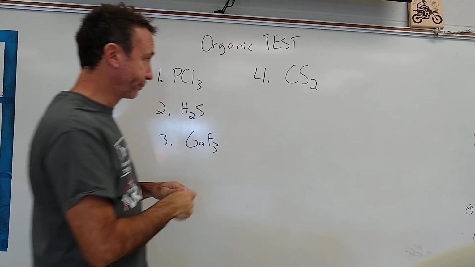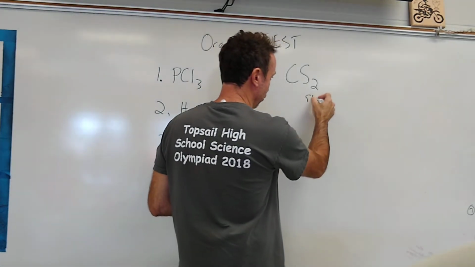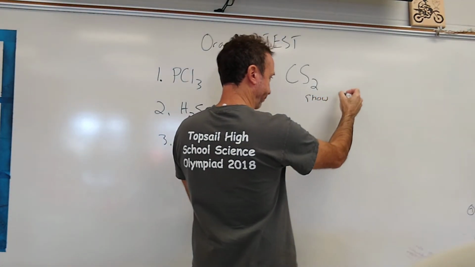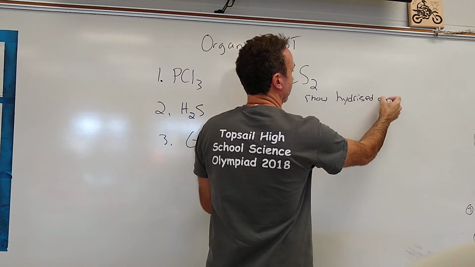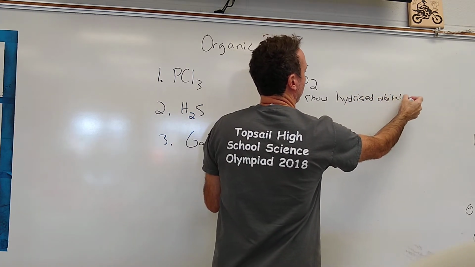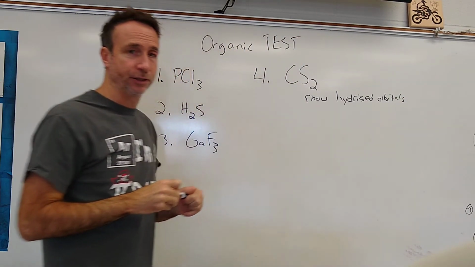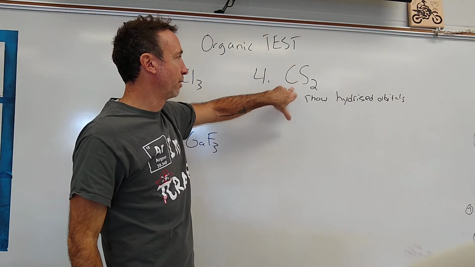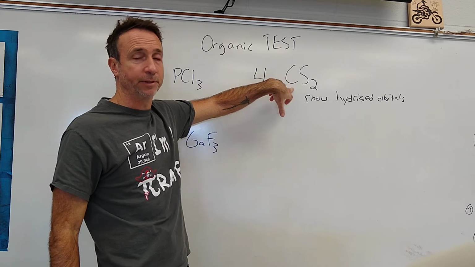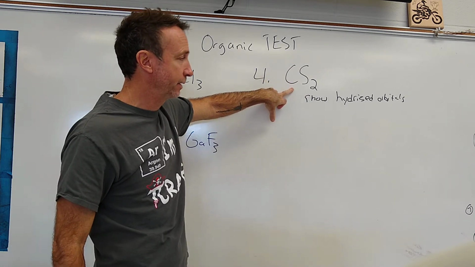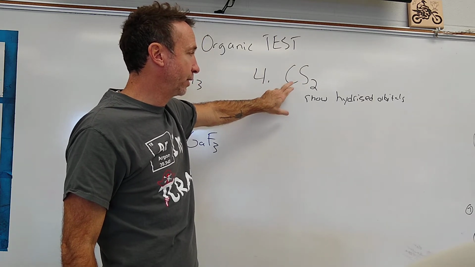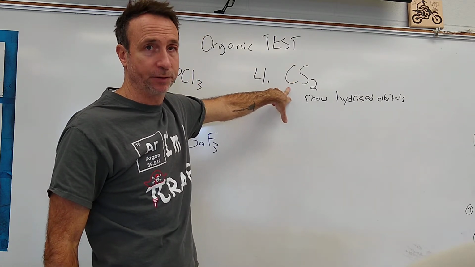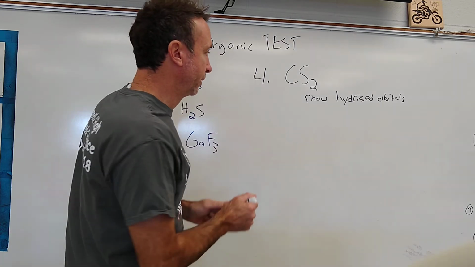And for this one, I need you to show extra the hybridized orbitals for carbon in this situation. What would the carbon atom's electron level diagram look like? Okay? And what shape is this? And what's the name of the shape? And is it polar or nonpolar?